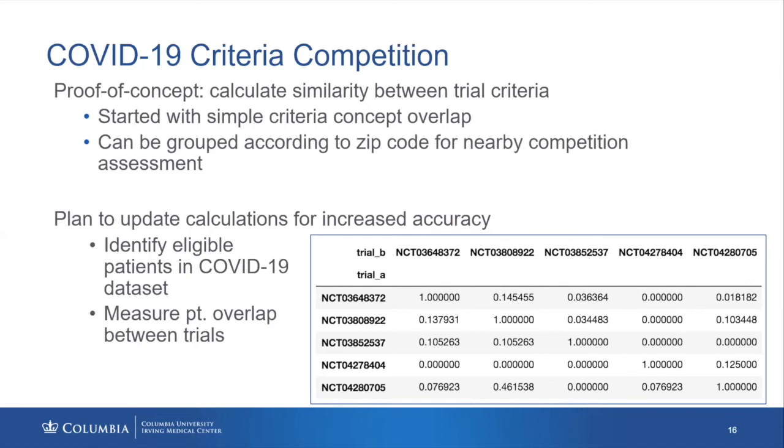The next step for this is actually to improve its accuracy. We want to be able, for all these studies with a given COVID-19 patient data set, to actually identify the eligible patients so we can directly measure the overlap of target patients. This would allow us to measure competition, but also to find patients who may not be totally available for the clinical trials that are available.